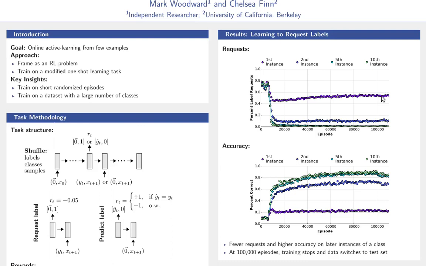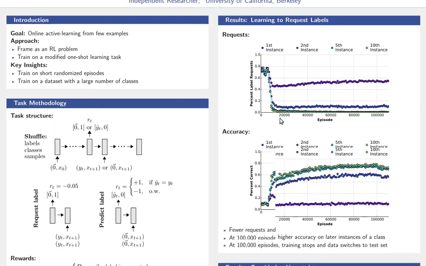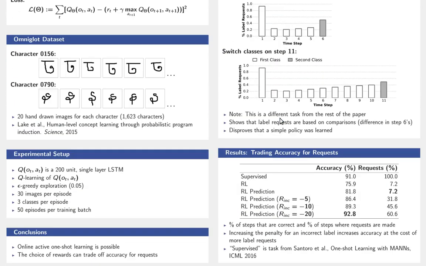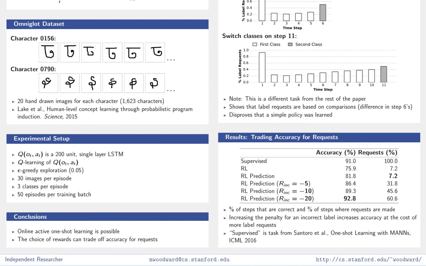If we look at the first instance, we're requesting a lot of labels, and then on the second, it drops dramatically, and the requests are way down. So you often request on the first instance of a class, and much more rarely on the second instance of the class, which is what we want to see in rapid learning. And then the same for accuracy here. It's not very accurate on the first instance of a class, but then it rapidly becomes more accurate on the second, fifth, and 10th. And that's that. Okay, and then just one more thing to point out here.